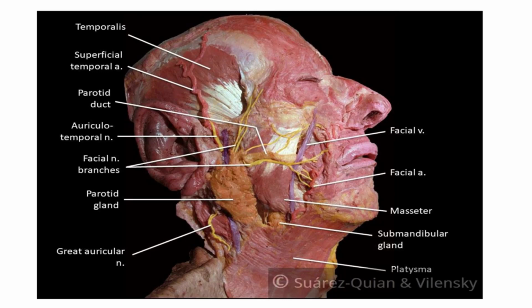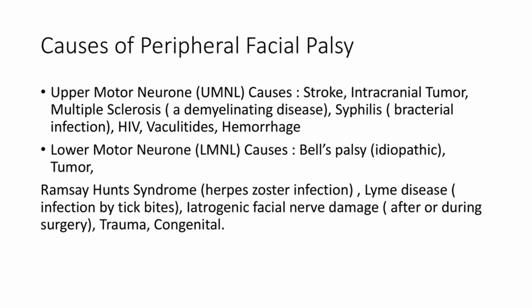Causes of peripheral facial palsy. There are two causes of peripheral facial palsy. First one is upper motor neuron lesion, and the second one is lower motor neuron lesion. So, what are the causes of upper motor neuron lesion? Stroke, intracranial tumor, multiple sclerosis, syphilis, HIV, vasculitides, meaning vascular problems, hemorrhage.